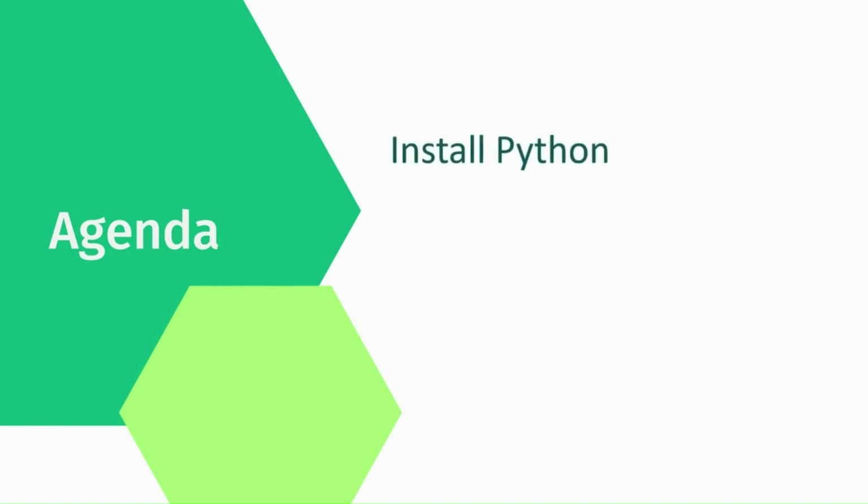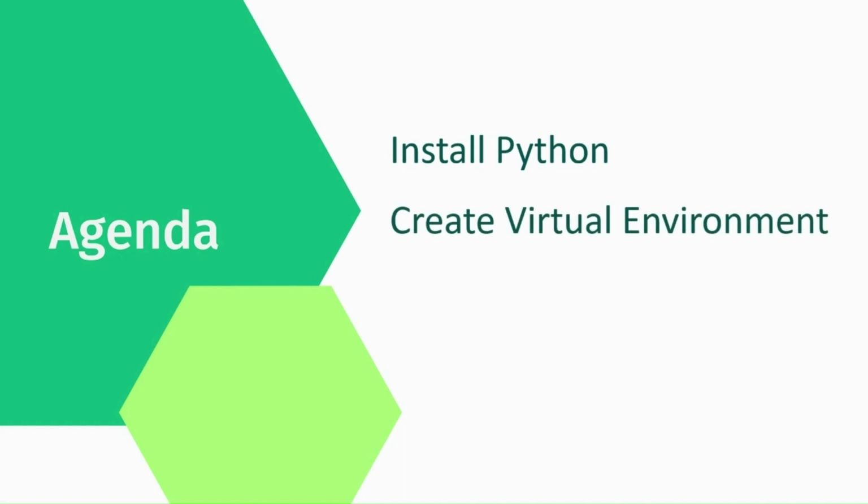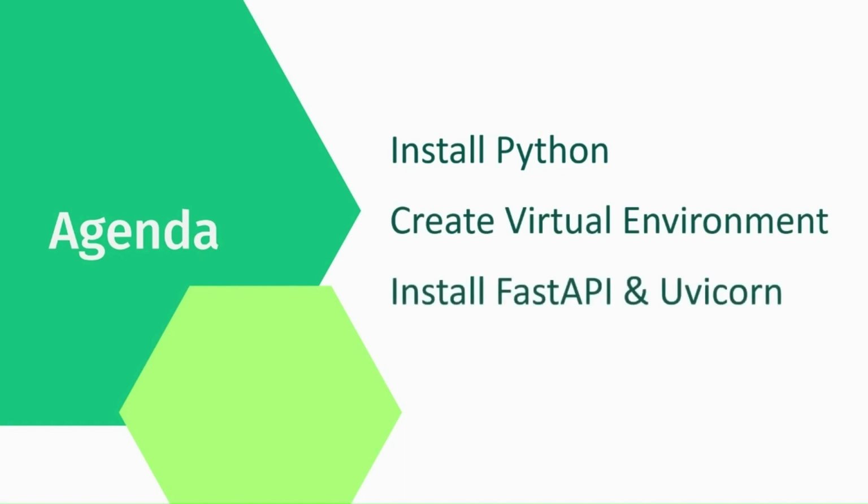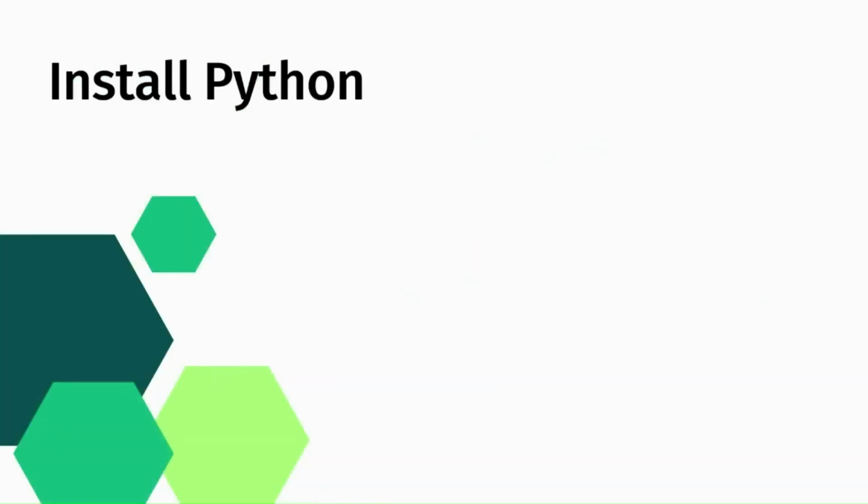First, we will install Python. Then we will create a virtual environment. And finally, we will install FastAPI and UV in our virtual environment. Now let's look into these one by one. The first thing we need to do is install the latest version of Python. For this project, Python should be installed in your system.